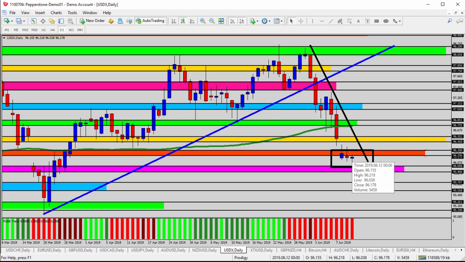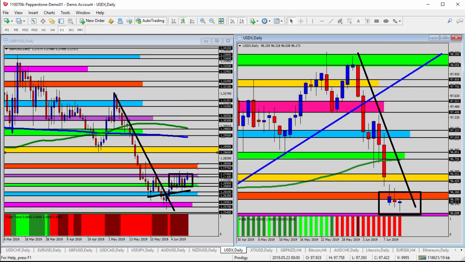Maybe today's news out of the U.S. will be the motivator for this to either continue to pressure lower in the direction of this trend sentiment, or will it change and break through 96.30 and have a little bit of a rebound. Maybe today's news will do it for us on the US dollar.